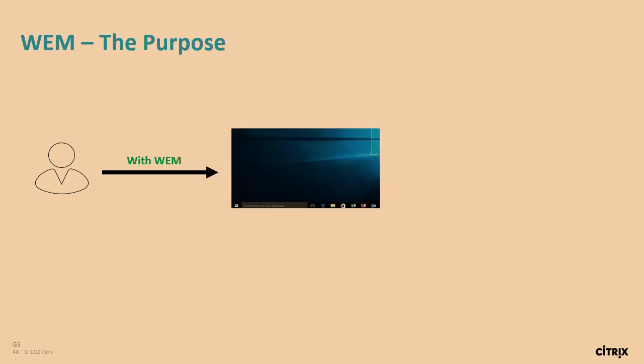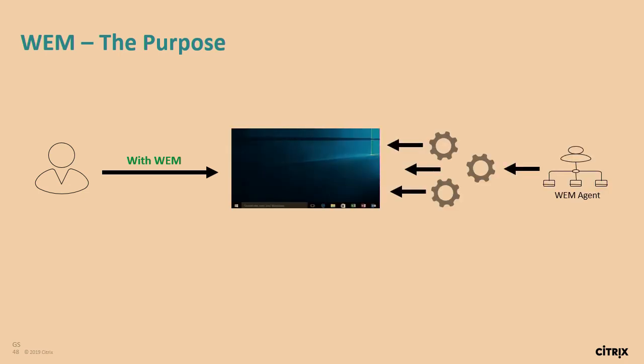In an environment with WEM, the user logs on to their desktop first, and then they get everything afterwards. They get their printers, their drive maps, registry keys, and so on. That could take anywhere from 15 to 25 seconds, and then the user's environment builds afterwards. So that is benefit number one.